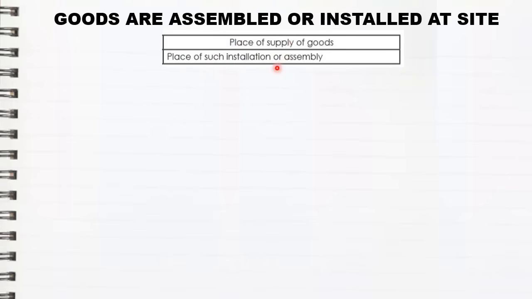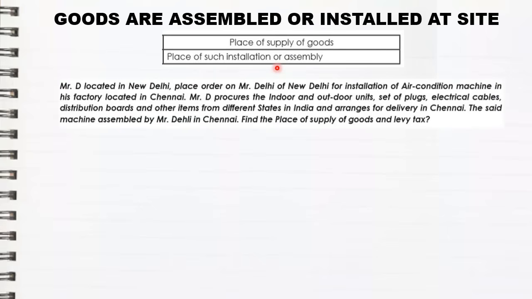Let us take this example. Mr. D is located in Delhi. He places an order to Mr. Delhi of New Delhi for installation of an air conditioner machine in his factory located in Chennai. Mr. D procures the indoor and outdoor units, set of plugs, electrical cables. So he buys a lot of things from different states in India and arranges for delivery in Chennai. The said machine is assembled by Mr. Delhi in Chennai, and they have asked us to find the place of supply of goods.